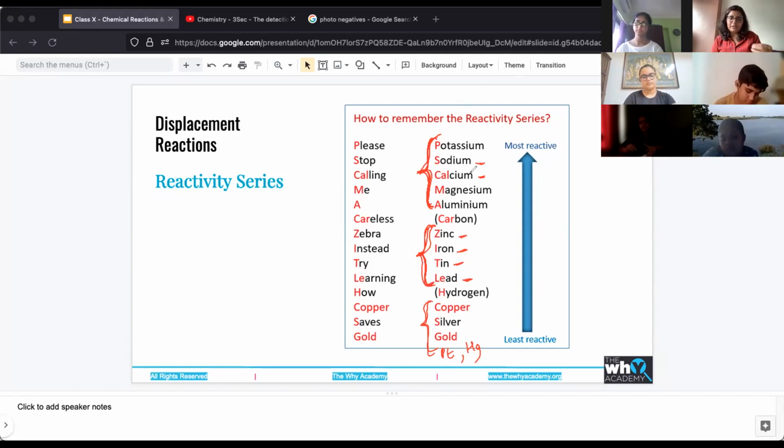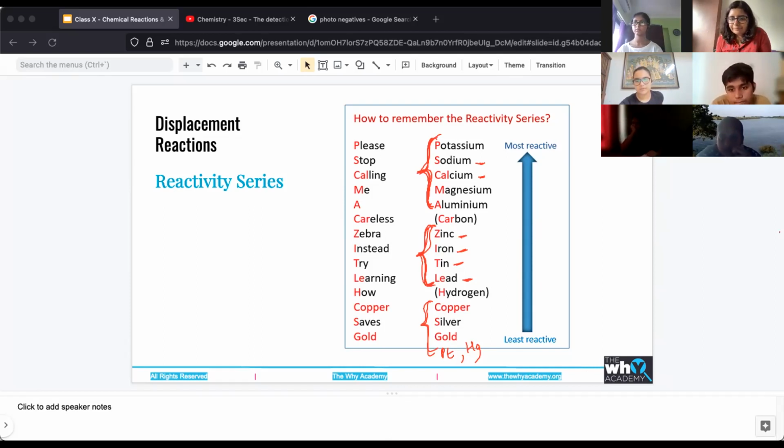consider memorizing the exact order. But at least for now, to start with, have an idea of which are the most reactive metals, which are the moderately reactive metals, and which are the unreactive metals. Just remember that much. What did you say for the most reactive?